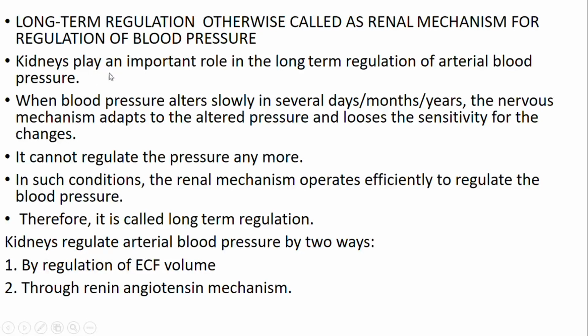Kidneys play an important role in the regulation of arterial blood pressure. When the blood pressure alters slowly over several days, months or years, the nervous mechanism adapts to the altered pressure and loses sensitivity for the changes. It cannot regulate the pressure anymore. In such conditions, the renal mechanism operates efficiently to regulate blood pressure. Therefore, it is called the long-term regulation. The kidney regulates arterial blood pressure in two ways: first, by regulation of ECF volume, and second, through the renin-angiotensin mechanism.